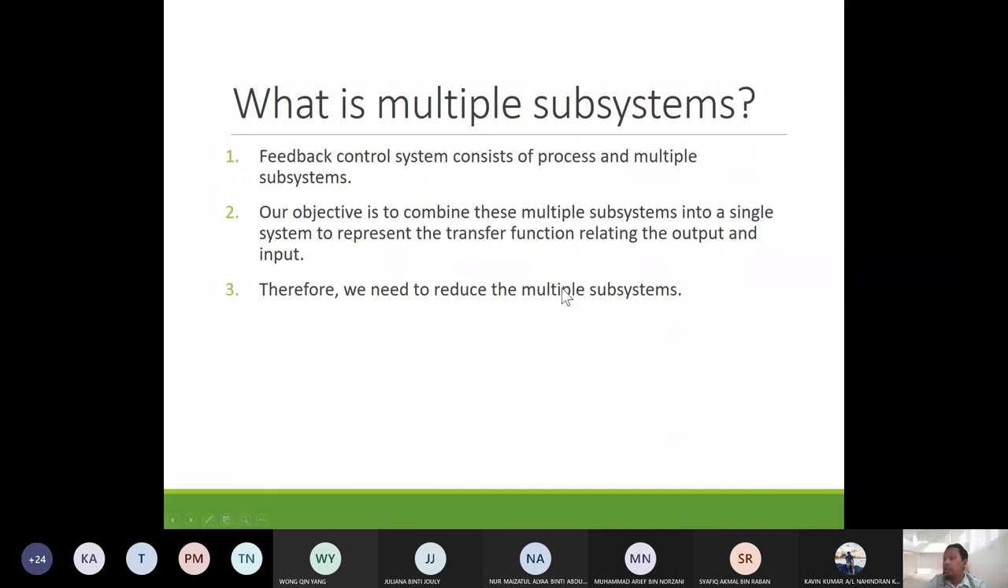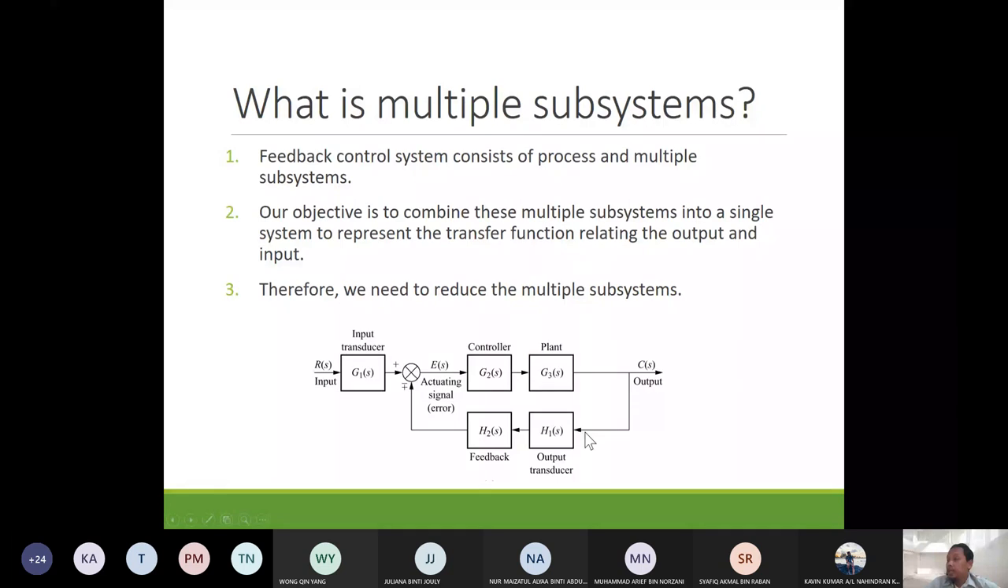Before we go into learning about reduction of multiple subsystems, let's look at what multiple subsystems are. A feedback control system consists of a process and multiple subsystems. Our objective is to combine these multiple subsystems into a single system that represents the transfer function relating the output and input. Therefore, we need to reduce the multiple subsystems into a single system only. For example, this block diagram has many subsystems: G1, G2, G3, H1, H2. Each of these represents something like an input transducer, controller, plant, feedback, output transducer, and so on.